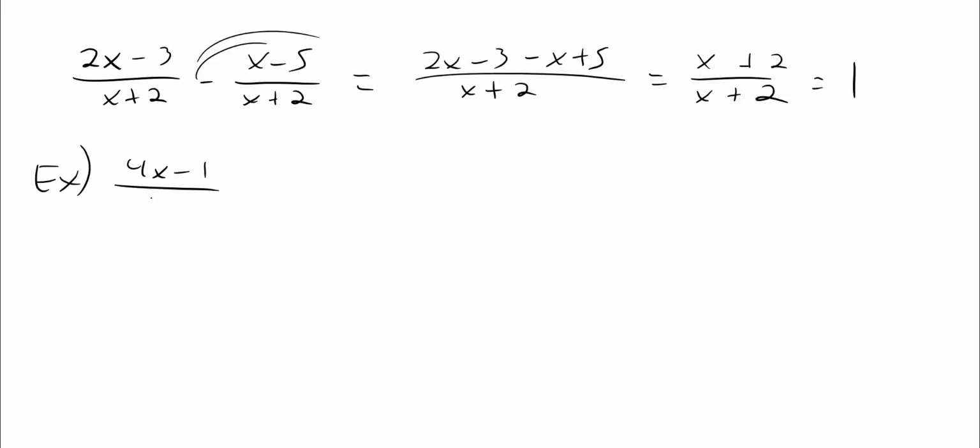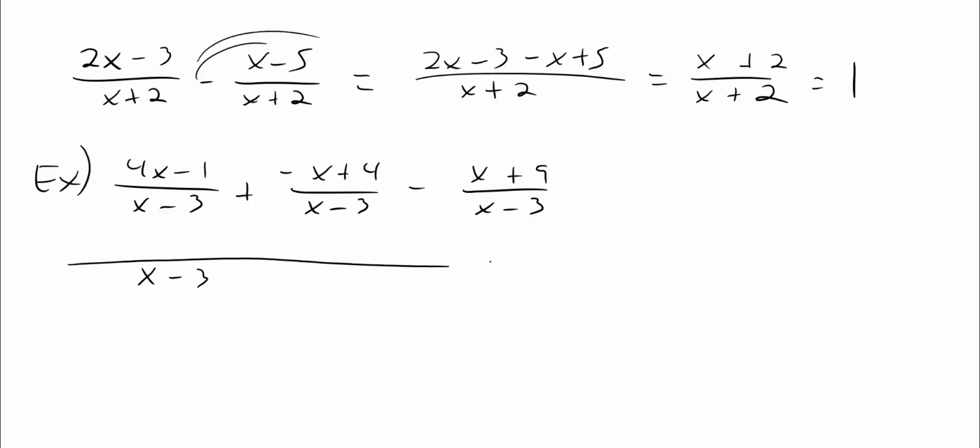4x minus 1 over x minus 3 plus negative x plus 4 over x minus 3 minus x plus 9 over x minus 3. Okay, again, 3 terms, no big deal. I'm just going to do x minus 3 right away on the bottom. So I get 4x minus 1. That's a plus sign, so I'm just going to carry the sign, so it's minus x plus 4. And this one, again, distribute the negative, so minus x minus 9 over x minus 3.